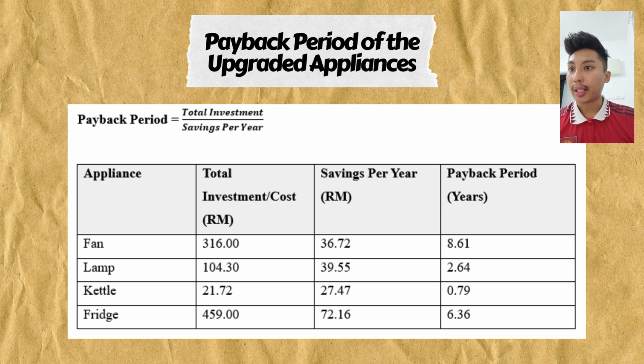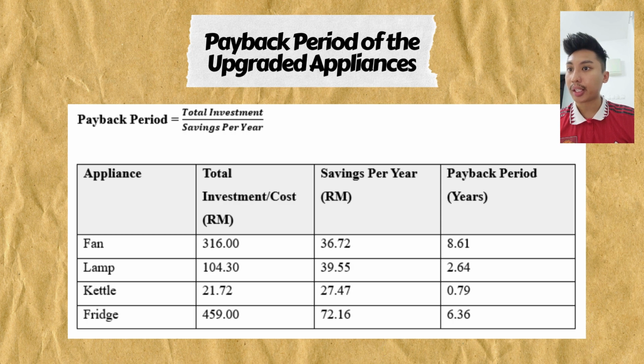The second investment is the lighting upgrade. The total investment to replace all 7 units of fluorescent lights is 104.30 ringgit, which is roughly 15 ringgit a unit. The savings per year of this replacement is around 40 ringgit, which is exactly 39.55, and the payback period is 2.64 years, which is roughly 2 years and 7 months. This is definitely a good investment as it is under 5 years of payback period, which is the general rule of thumb of a good investment.